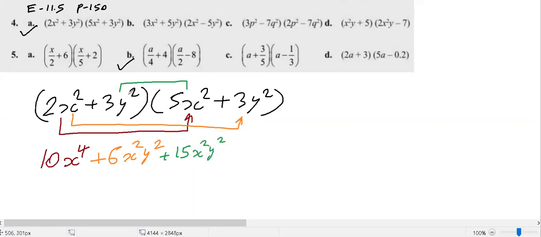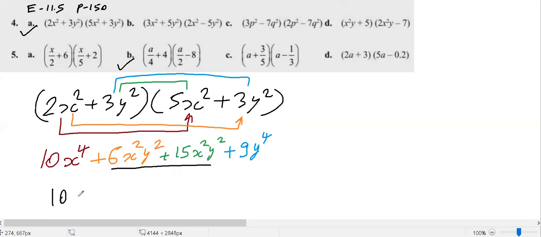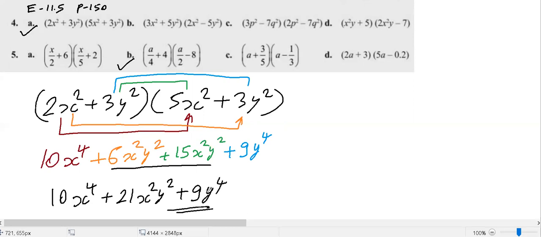Okay, and then I will again multiply 3y square with 3y square. 3 3s are 9. Y square into y square is y to the power of 4. Here I have these two like terms, so I will add them. So my answer will be 10x to the power of 4 plus 15 plus 6 is 21, 21x square y square plus 9y to the power of 4. This is the answer, right? It was easy, correct?